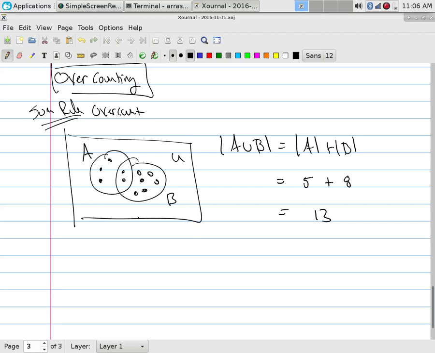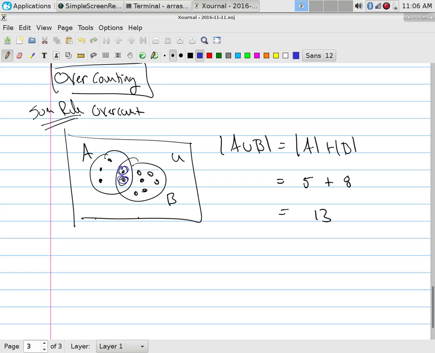Right, when I counted A, these two were counted once. But when I count in B, I count them again. So I've counted them twice. So here's my question. If you counted those two once and then you counted them again on your next sum, how would I get rid of them? I would have to subtract.